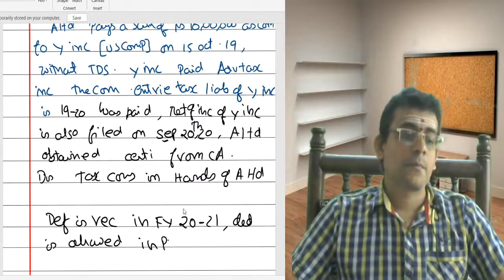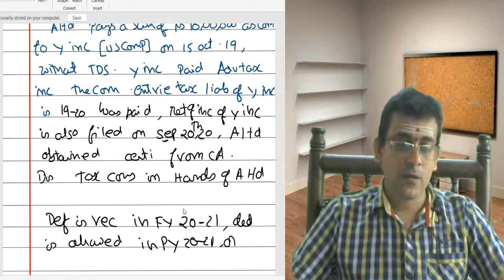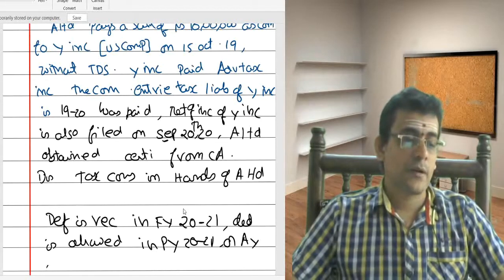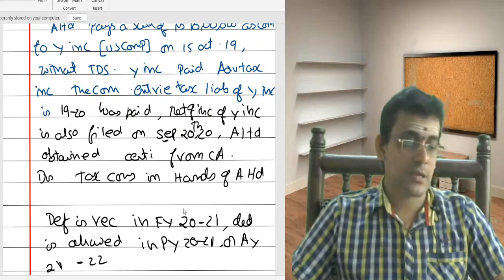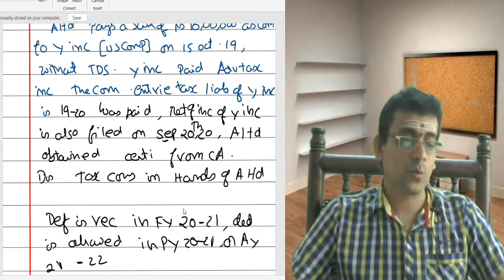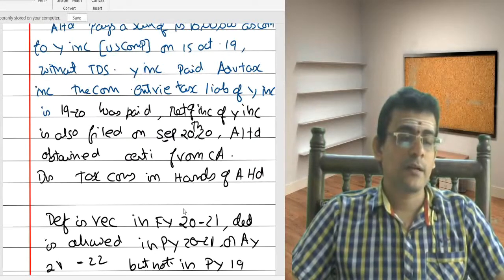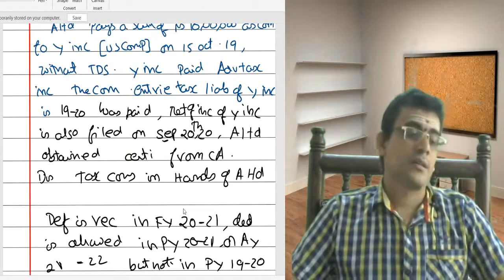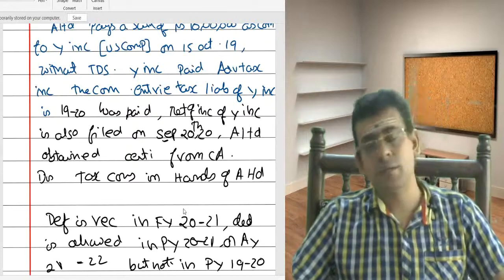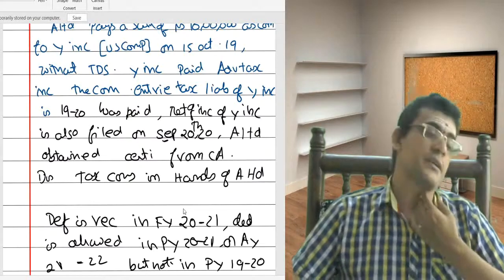in the previous year 2021, or I can call it assessment year 21-22. So it can be taken as deduction in the assessment year 21-22, but not in previous year 1920. So you cannot take that as deduction in 1920. Why? Because the default was rectified in September 2020. So you can take it as deduction only after the default is rectified. So that's the summary.